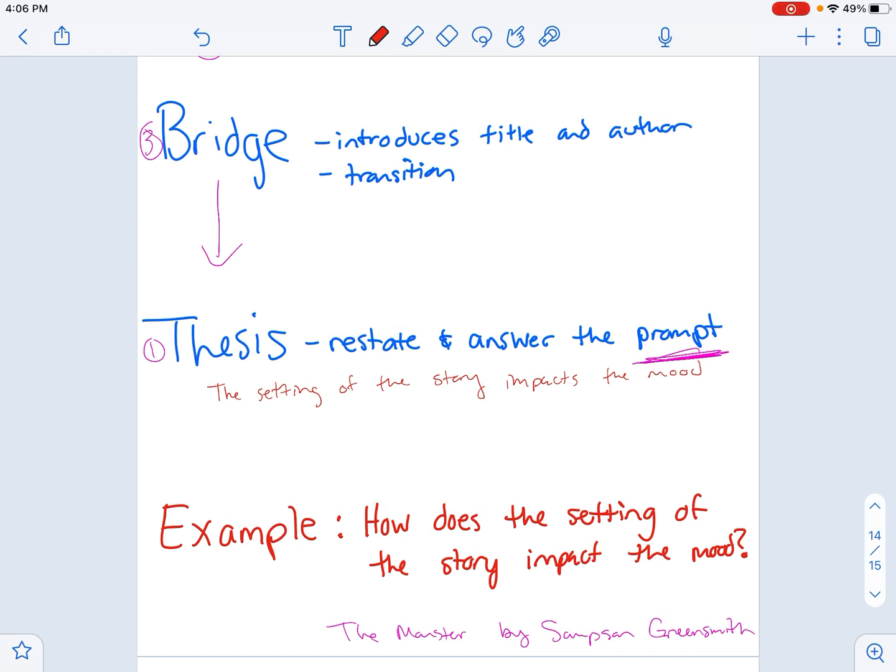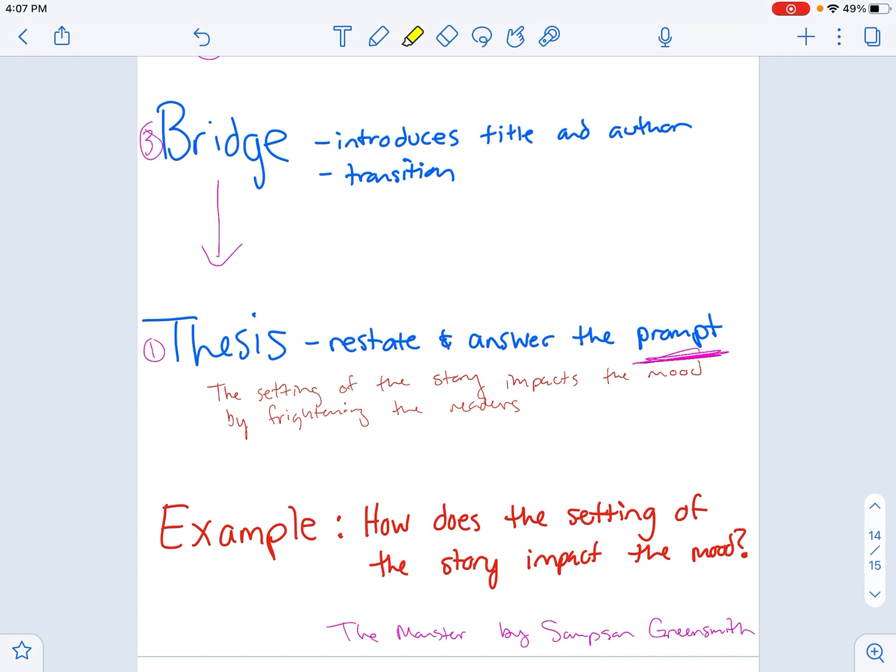So maybe I want to say the setting of the story impacts the mood by frightening the readers. So now I'm giving a reason why. I'm telling us how it does that thing. Okay, so that is my answer. So I'm rephrasing the prompt by stealing some of these words, but then I'm also adding in my answer as well. So I've got the answer here that's something new that I'm adding on. So now that's where our essay is headed, is kind of proving this point and supporting this point.